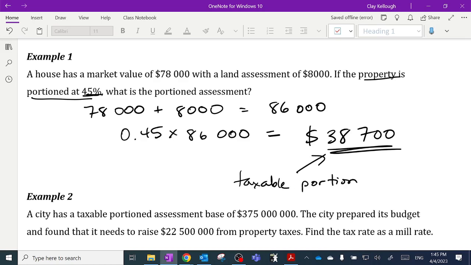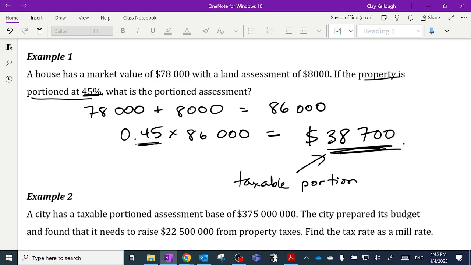Some problems give you this number already, so you don't have to do this calculation, which is kind of nice. You just have to be able to read when it says that, right? Kind of like earlier in the unit when it's like, oh, is this the mortgage amount or is this the price of the house? Because the mortgage amount is after you've taken the down payment off, right? The portioned assessment is after I've already done this multiply. So we'll kind of keep an eye out for that to make sure that doesn't burn us. And so that's how we figure out how much each individual home is paying.